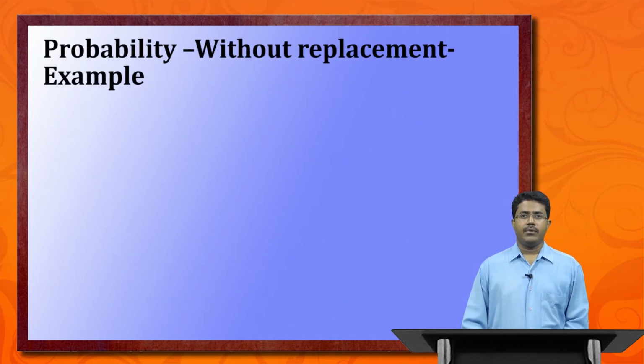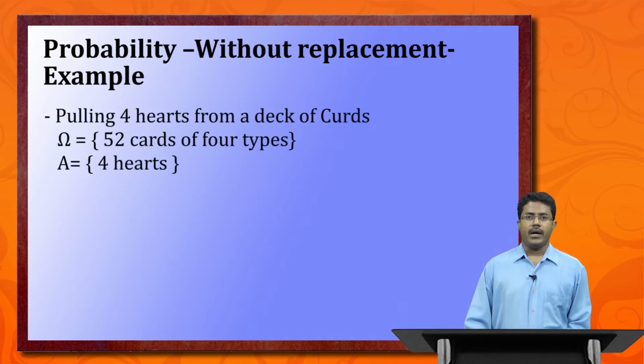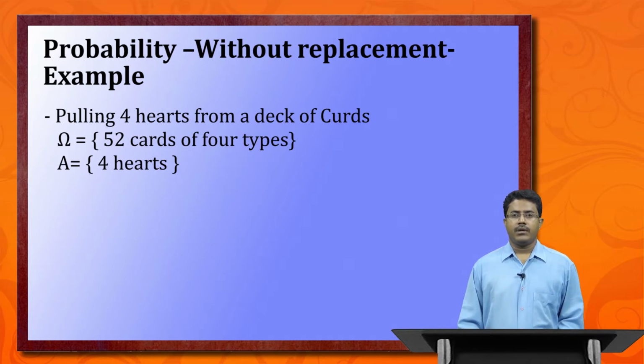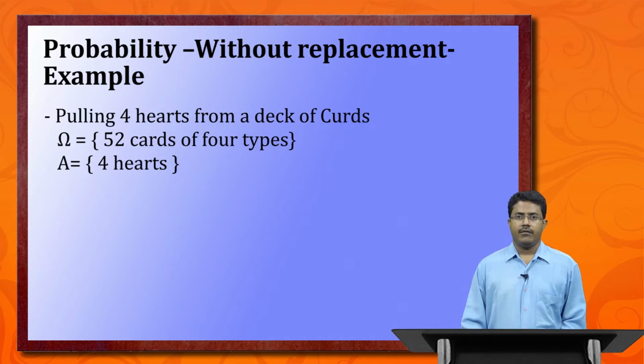Now we take an example of without replacement of an event. Pulling 4 hearts from a deck of cards. We have 52 cards in a deck, and we want 4 hearts for an event. So what is the probability of getting 4 hearts without replacement?